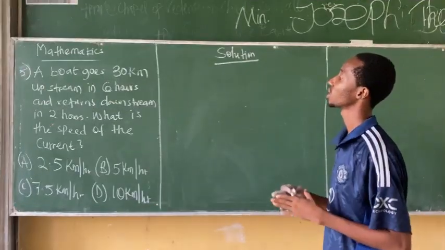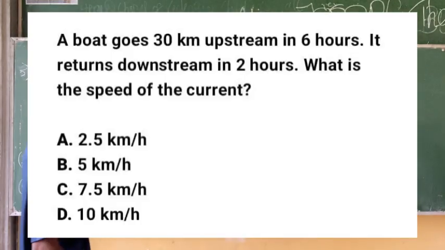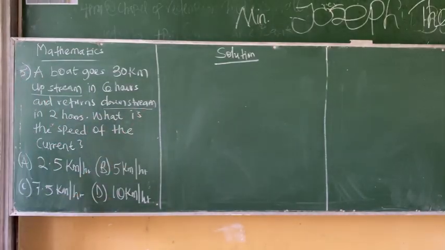Find this very tactical question. It says a boat goes 30 kilometers upstream in 6 hours and returns downstream in 2 hours. What is the speed of the current? Very short but very technical. Yes. We need to understand the meaning of this word, upstream and downstream.